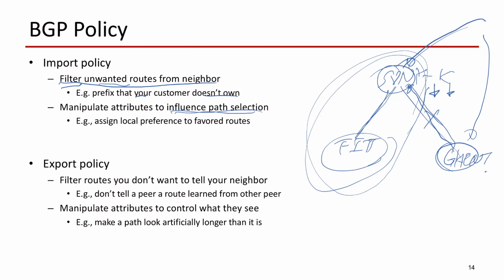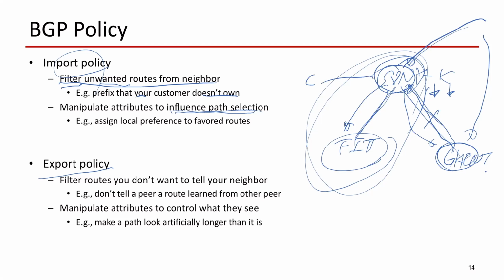Then I can start opening it and I can play with it. Okay, so how to import it? That's up to the admins, the preference. Okay, and export policy. So filter route. You don't want to tell your neighbors, hey, I want to talk to FIT, all my details, but I don't want to talk to you, Ghent. Okay, so don't tell the peer route learned from other peers.